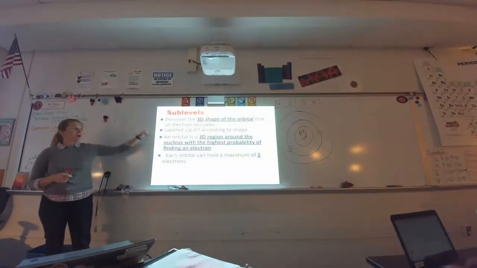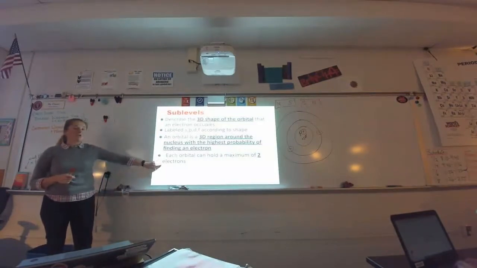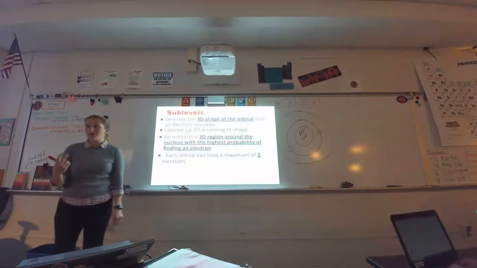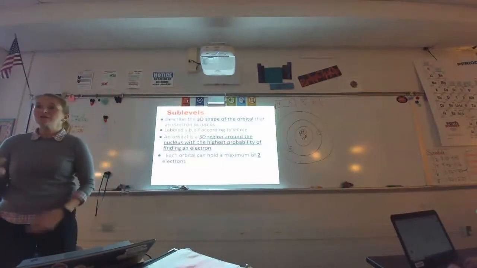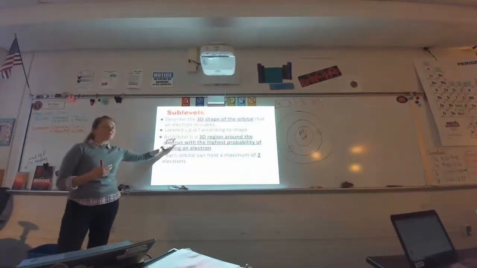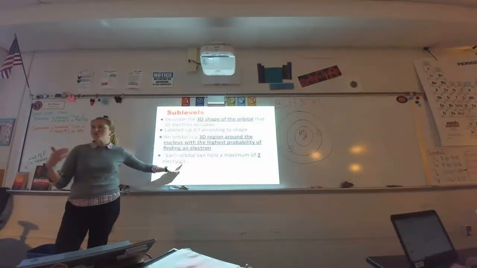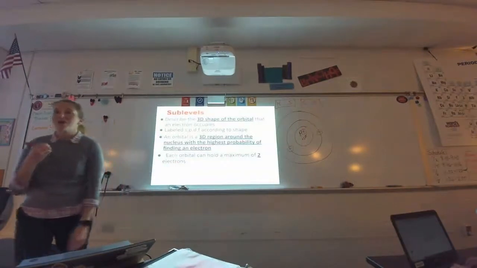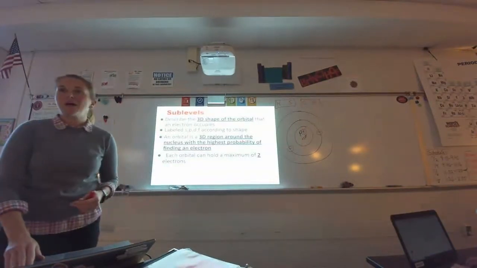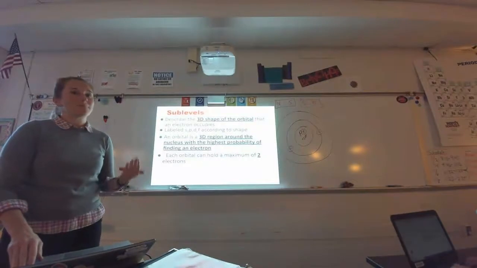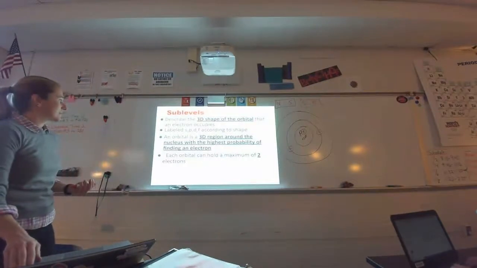Each sublevel can hold 2 electrons. And if this sounds like, wow, this is a lot of information: there's 7 energy levels, there's 4 sublevels, there's 2 electrons in each sublevel. The periodic table has all this information for you, and I'm going to show you how to find it so that you're not memorizing this.